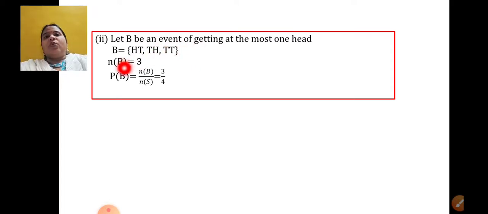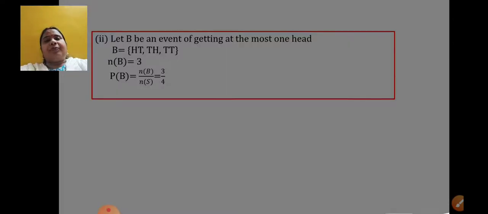Remember this. So the number of elements in this event will be 3 and the probability of this will be P of B is equal to n of B upon n of S. So that will be 3 upon 4. Now this cannot be further reduced. So please don't try to convert it into a decimal. Leave it as a fraction. I hope it is clear. So P of B will be equal to 3 upon 4. Okay. Right. So write it fast. We'll move on to the next question.